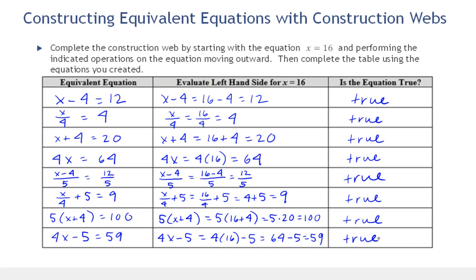We check to make sure that all of our equivalent equations we created were equivalent to the equation x equals 16. And this isn't necessary to do every time, but I hope you see that it's a good process to undertake because you can really see the structure of what these equations are building. Notice how differently we did these equations. Here, based on the order of operations, we needed to subtract first and then divide. And here we needed to divide first and then add.